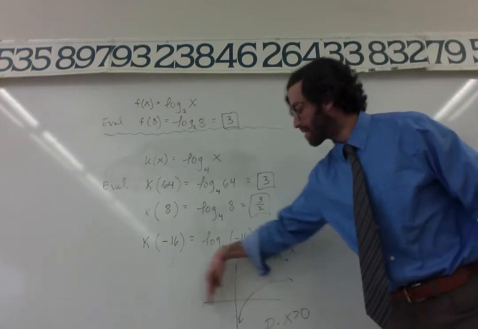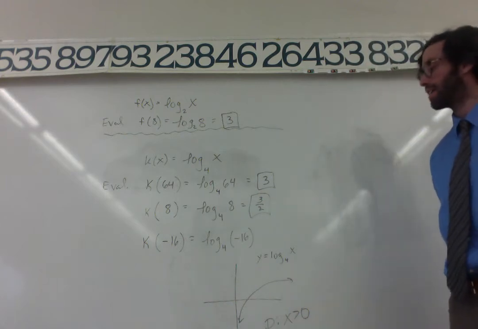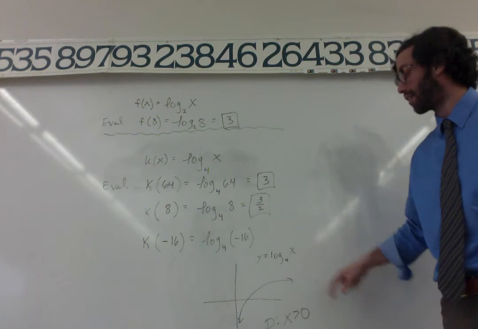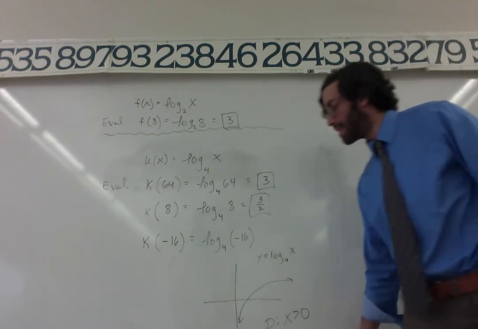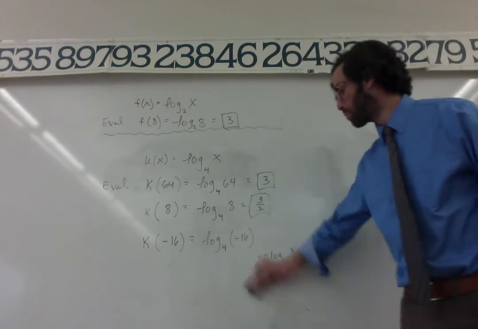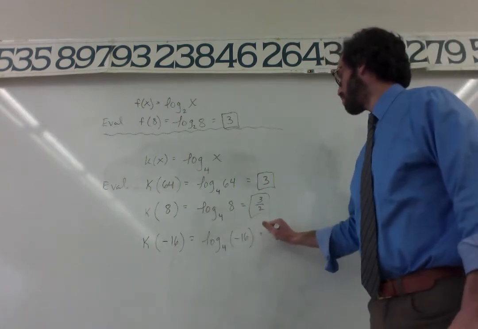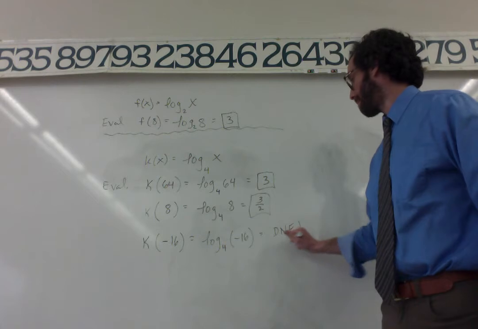X is never 0, x is never negative in a logarithmic function like this, okay? So negative 16 is not in the domain here. So, if that's the case, the answer is does not exist. This expression does not exist. So we would write DNE, okay?